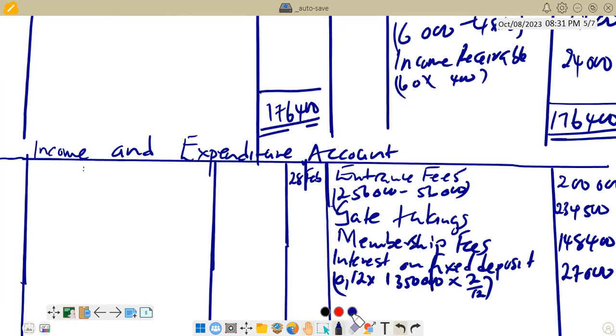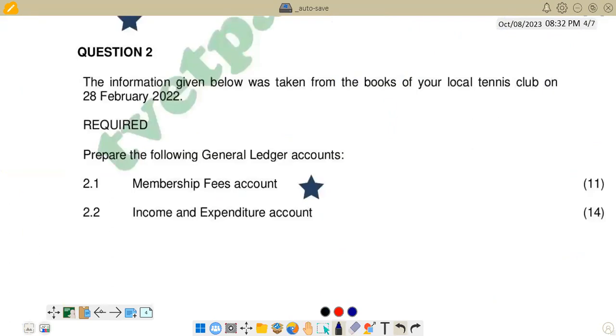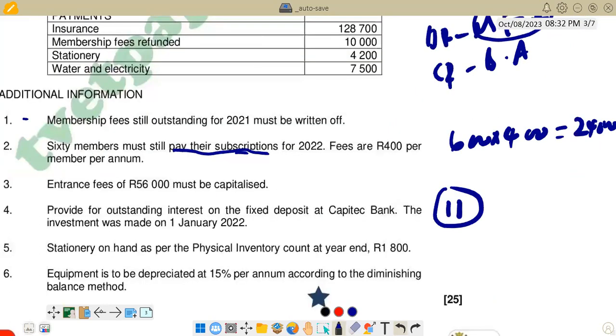So we come here now and say, remember, this is on 28 February. Here we say insurance, and insurance is 128,700. Then we go again to check the next one. The next one after insurance, we have membership fees refunded. We adjusted that on membership fees. Then we go to stationery now.